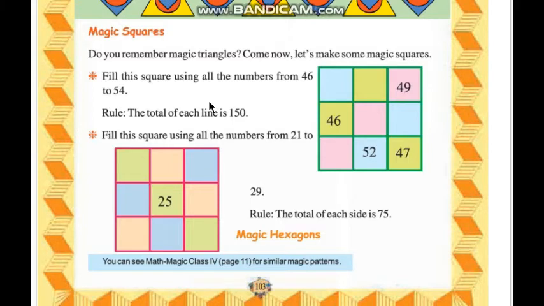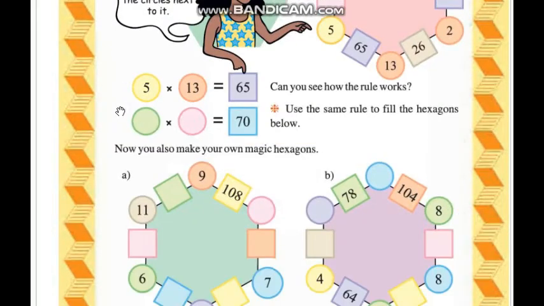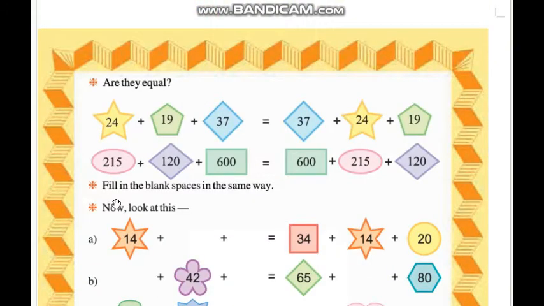We were discussing chapter number 7. Can you see the pattern? In the previous lecture, you studied magic squares and magic hexagons. Let us continue with the new topic.